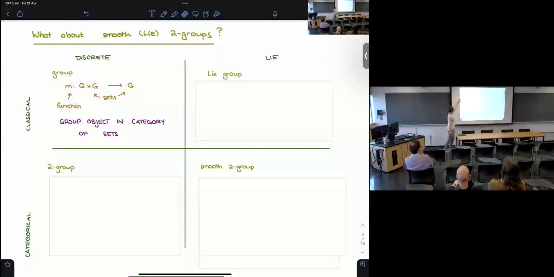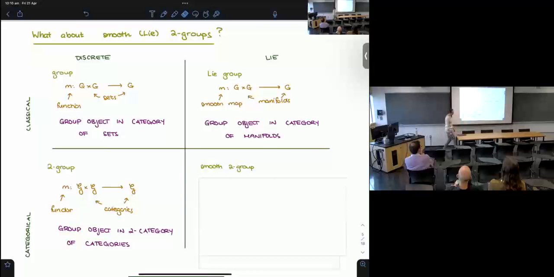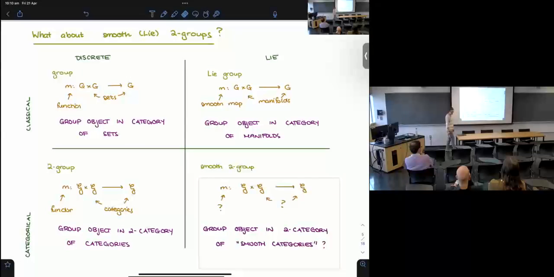And then we've just seen that we can change our set to be a category. And so we get a two group, which is a group object in the two category of categories. But we can also go this way, where instead we change our set to be a manifold. And so we get a group object in the category of manifolds. And now we want to do both at once. So, I mean, just somehow by analogy, it should be a group object in a category of smooth categories, whatever that is. And so what I'm going to spend a little bit of time explaining is what we mean by that. And so we're either going to work in a two category of smooth stacks or of Lie groupoids.